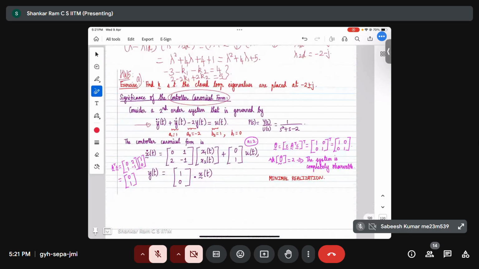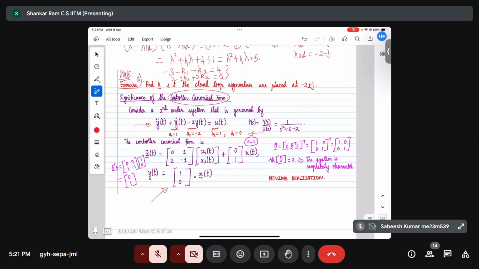So if we compare, the coefficient a1 is 1, the coefficient a2 is -2, b2 is 1, and b1 is 0. Okay, so these are the 4 parameters that we get when we compare it with the standard form. And then once we know these 4 parameters, we write down the equation, right?